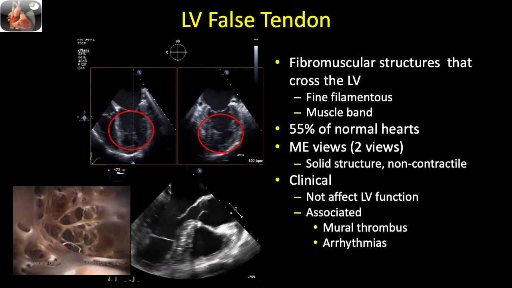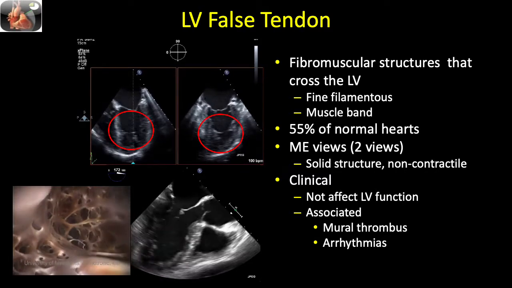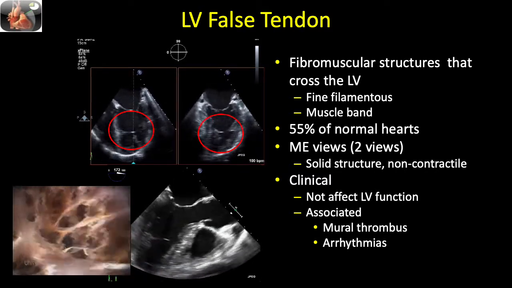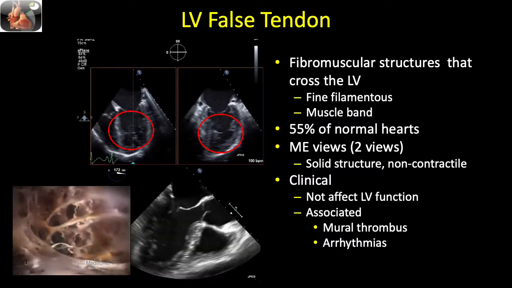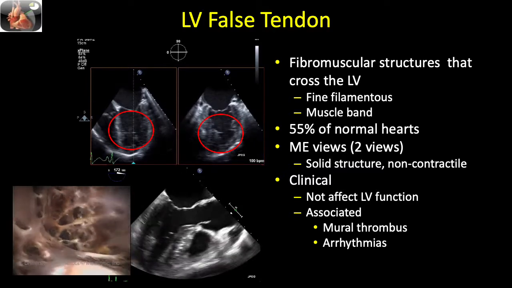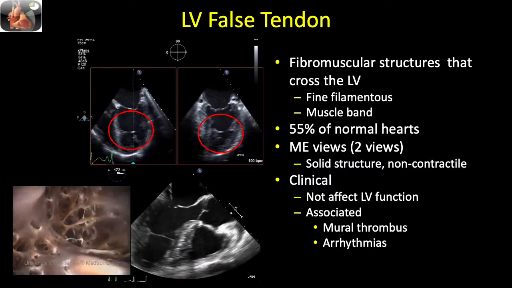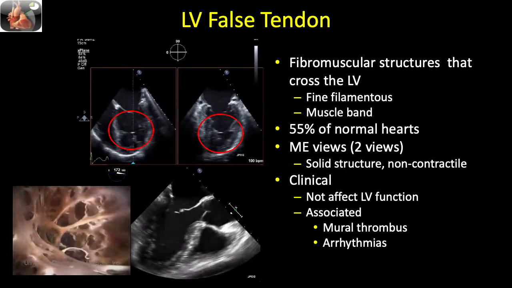Muscular bands become shorter and thicker in systole, and vice versa in diastole. Their presence or absence does not affect left ventricular function, though they may be associated with thrombus or arrhythmias.